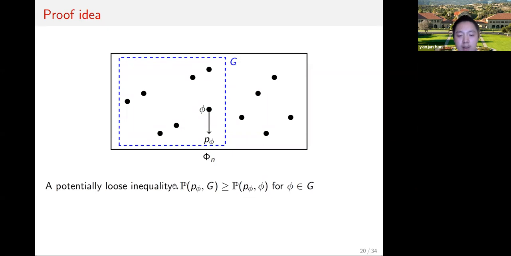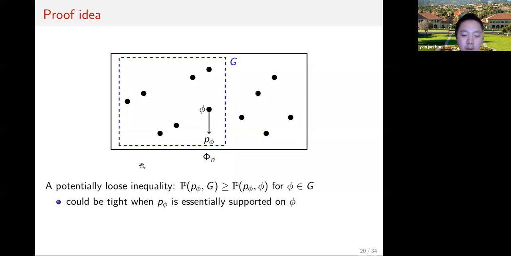That is, the probability of G is greater than the probability of phi for each phi inside G. The inequality might be loose because we conjecture that G should be much larger than phi. So this step should be loose to some extent. However, if we don't know anything more about the profile PML distribution, it could be tight, when P phi is essentially supported on the singleton phi, which is very possible because P phi is the distribution that maximizes the probability of such a profile.